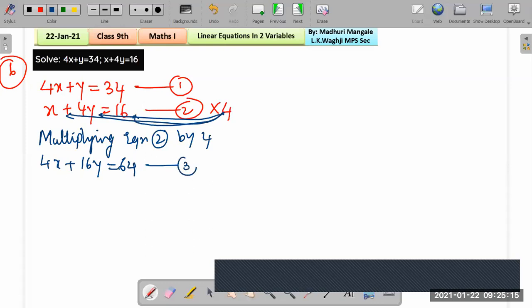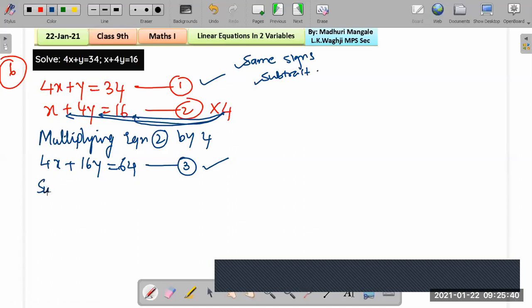This is equation 3. Now look at equation 1 and equation 3. The x terms have the same signs. So remember this: same signs means we subtract. Same signs means subtract, opposite signs means add.